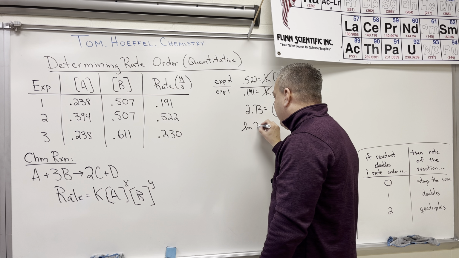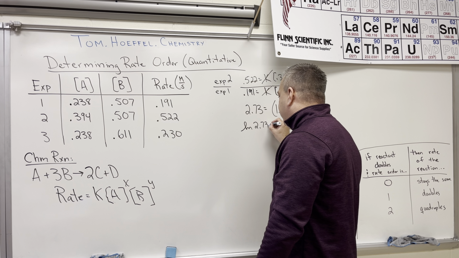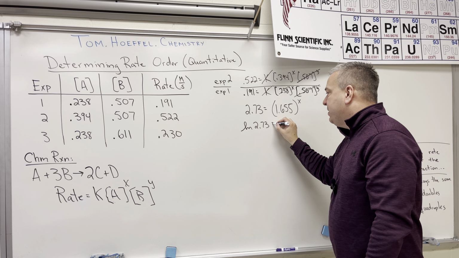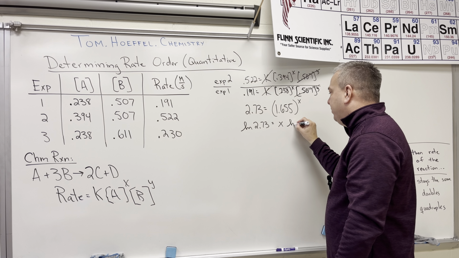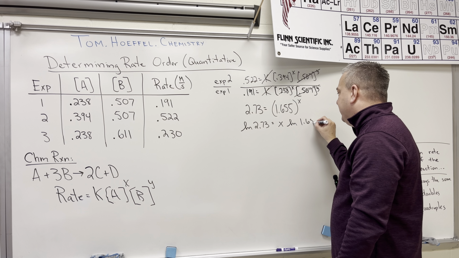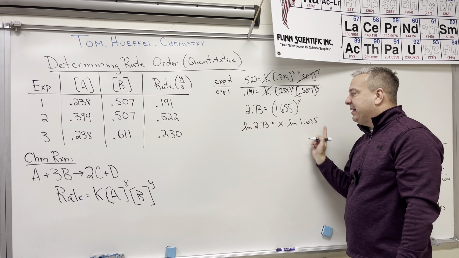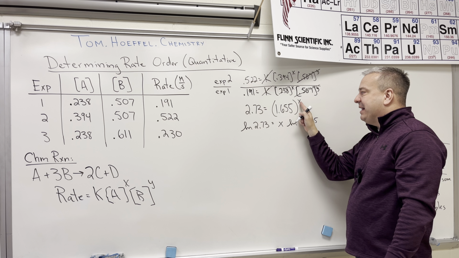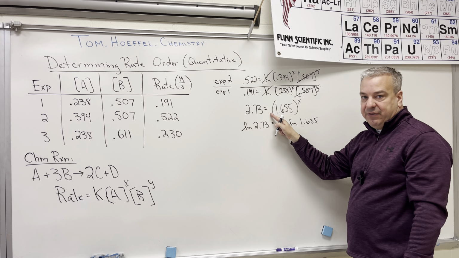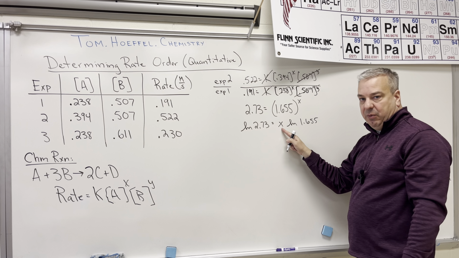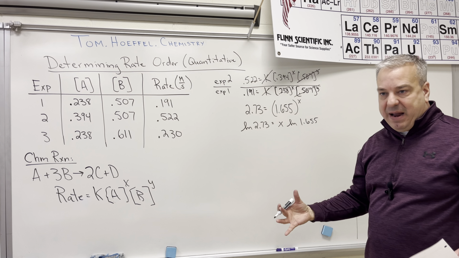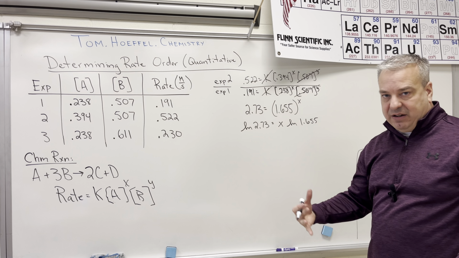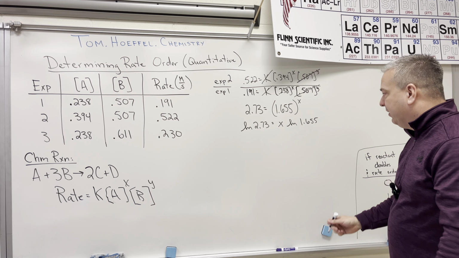And I'm going to take the natural log on both sides. And when I do that, I get natural log of 2.73, and that's going to be equal to x natural log of 1.655. So when we take the natural log on both sides, that's what brings this out of an exponent into becoming a regular number, okay? And that's just one of the rules that we have in math on using anything that's a log, either natural logs or regular logs, okay?